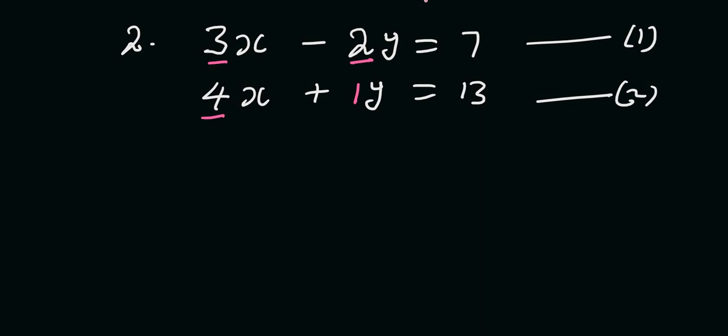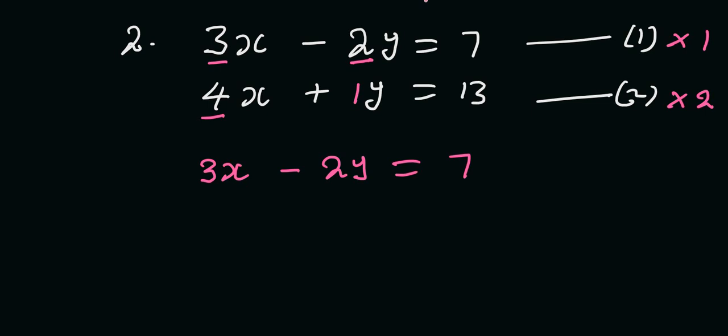So now, this is 2. We can simply make the coefficient of y in equation 2 become 2 by just multiplying by 2. So let's multiply equation 1 by 1 and equation 2 by 2. If we multiply equation 1 by 1, we will have exactly the same value that is presently there. So 3x times 1 is 3x, and then 2y times 1 is 2y, and 7 times 1 is 7.